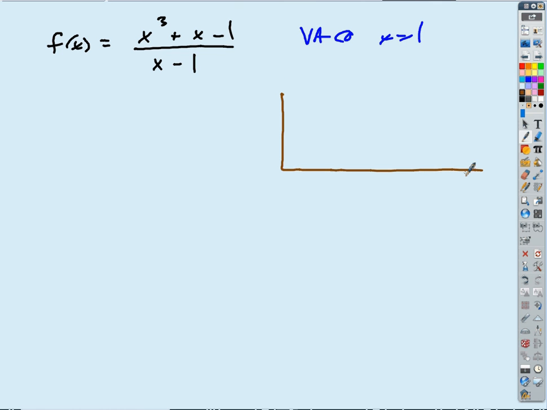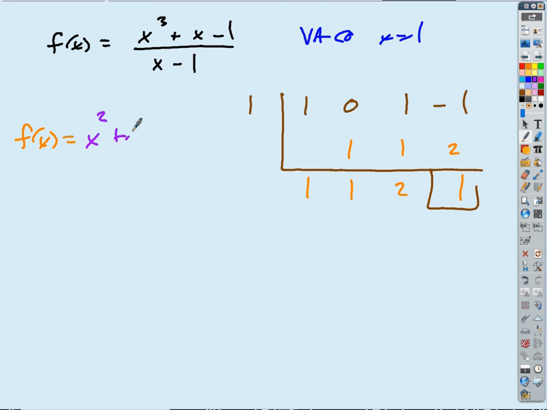Do it real quick. What are my coefficients? 1, 0, 1, and out front, 1. So we bring down the 1. 1 times 1 is 1, 1, 1, and then 2, 1. Okay, so f of x is equal to two parts. It's equal to x squared plus x plus 2, plus 1 over x minus 1.